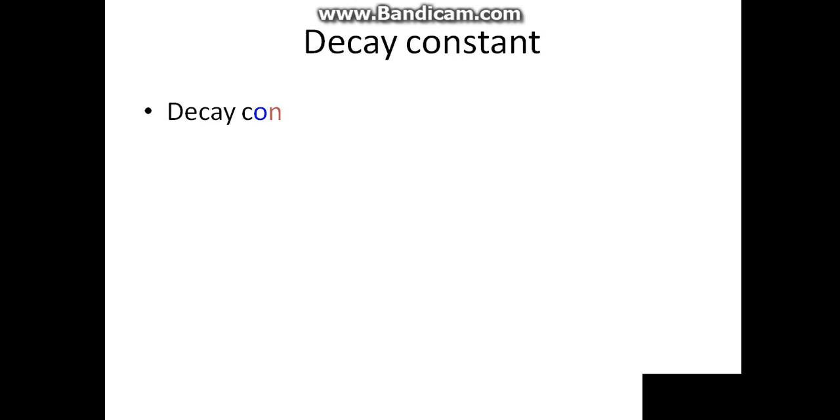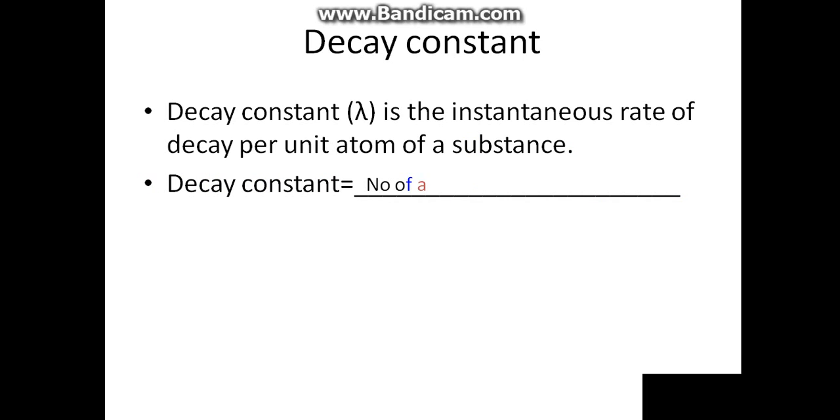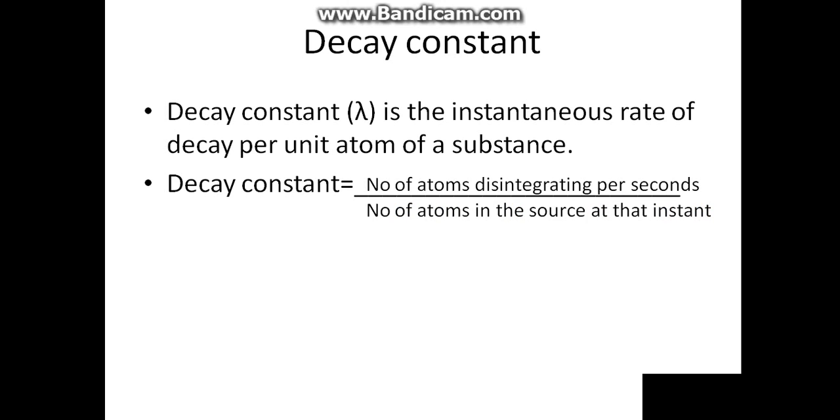Figure 5.2 shows the graph of half-life. Decay constant lambda is the instantaneous rate of decay per unit atom of a substance. Decay constant is equal to the number of atoms disintegrating per second over the number of atoms in the source at that instant.